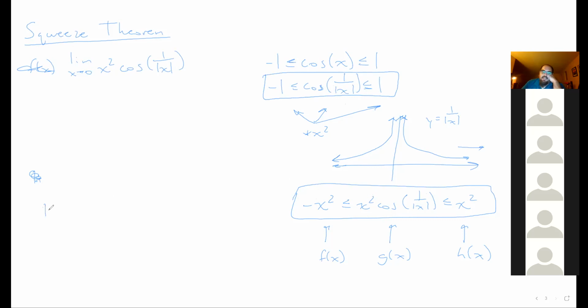So what the squeeze theorem allows me to do is this. I can take the limit as x approaches 0 of either of the two, so of the least of those 3 functions and of the greatest of those 3 functions. And what are those limits equal to?